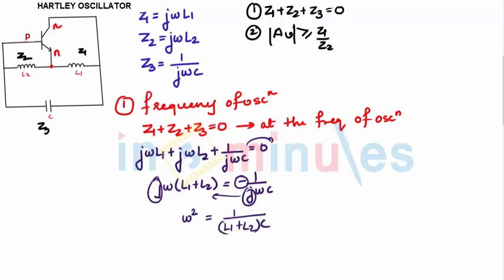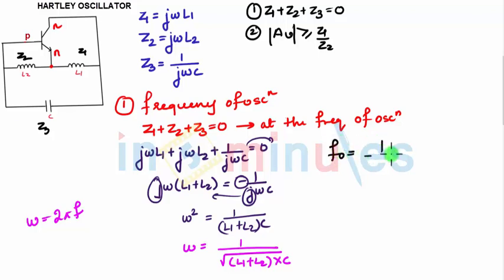Now you know omega is 2 pi into f. So removing the square, you will get omega equals 1 upon under root of L1 plus L2 into C. Now omega is 2 pi f, so the frequency of oscillation fo is nothing but 1 upon 2 pi under root of L1 plus L2 multiplied by C. So this is the first condition.